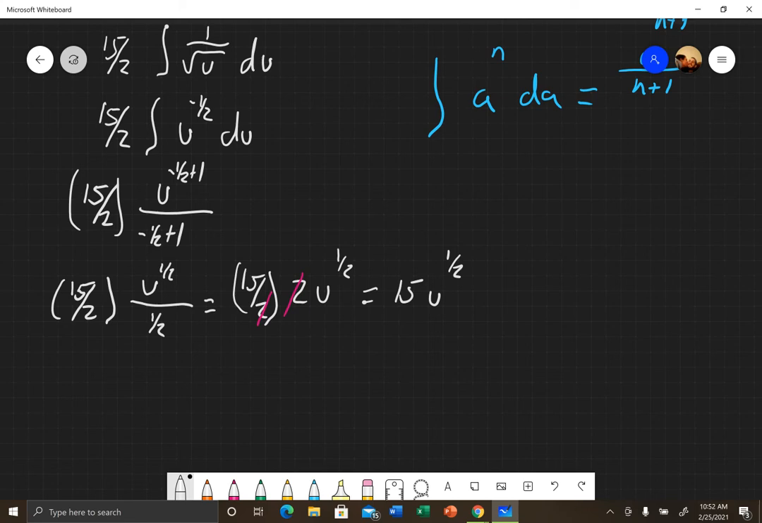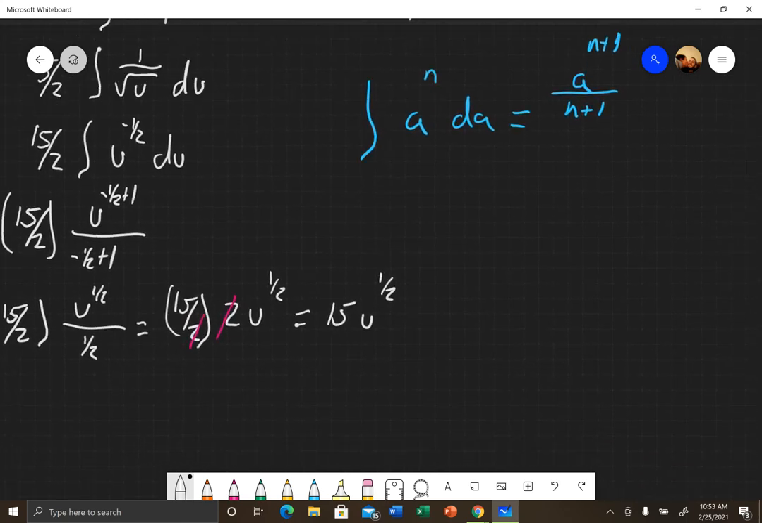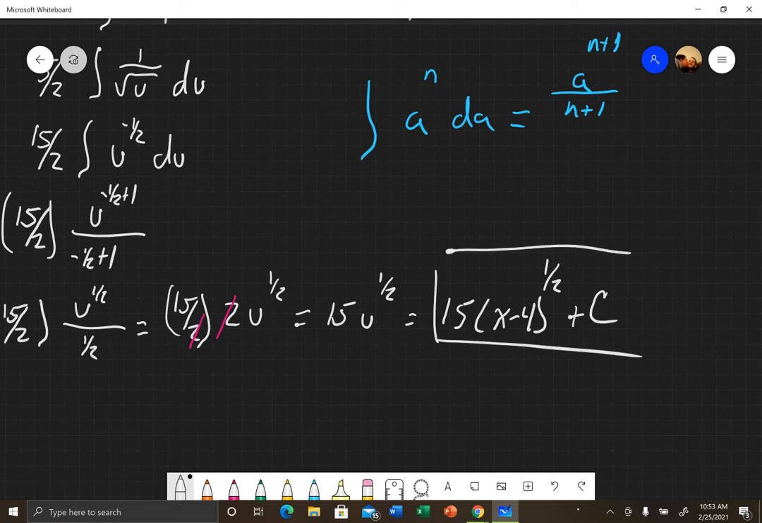We're still not done yet, right? We got it pretty well simplified here. What we've got to do is go back and replace our u with what we had originally. So u was x minus 4. So this is going to be 15 times (x minus 4) to the 1/2. And then again, we cannot forget about that constant c.